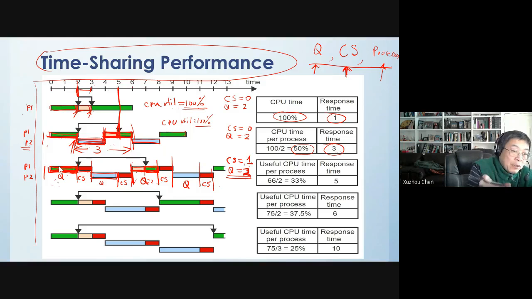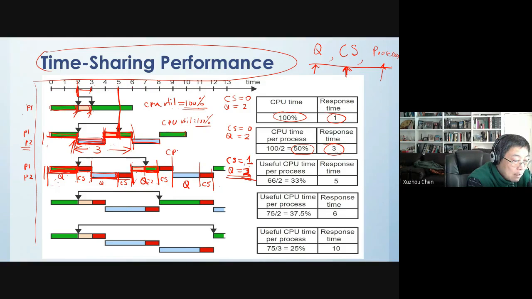Every 2 time units, every 1 time quantum, which takes 2 units, right? And then you're going to do the context switching. Every time you execute for 2 time units, you take 1 time unit of context switching. So the context switching is the time used by the CPU, but it does not do any meaningful job, right? It's just the overhead. So the context switching takes 1/3 of the CPU time.